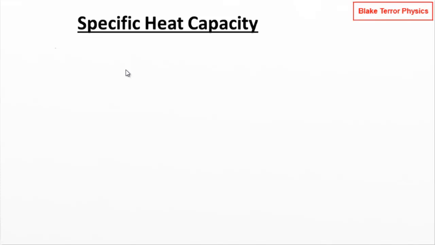Hello, in this video I'm going to say a little bit about specific heat capacity. This is another one of our macroscopic ways of describing things in thermodynamics, something that we have to do a lot of calculations with. And specific heat capacity is how we describe how much energy is required to raise 1 kilogram of a substance by 1 Kelvin. So it's got these units of joules per kilogram per Kelvin.